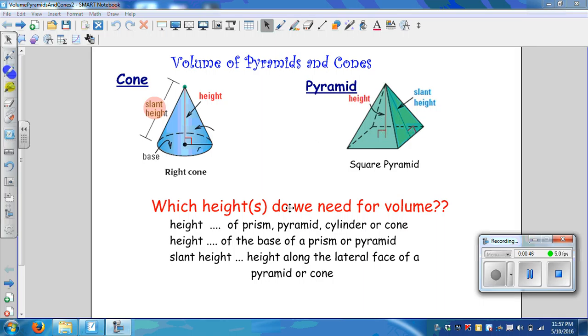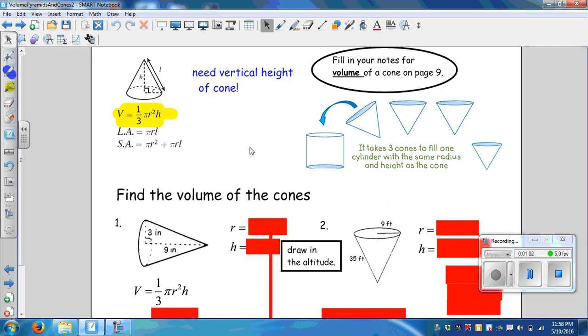So which height do we need for volume? Do you think we're going to need slant height or height? So we have a lot of choices here. We have height of prism, pyramid, cylinders, the base, when you do calculations for bases. We also have the slant height, which is for lateral faces. For the cones, we need the vertical height itself, directly from the vertex down to the base.